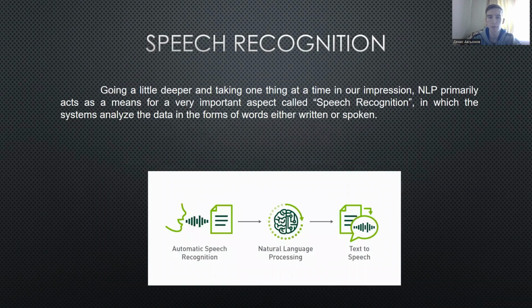Going a little deeper and taking one thing at a time, NLP primarily acts as a means for a very important aspect called speech recognition, in which the system analyzes the data in the form of words, either written or spoken. It helps us with the text-to-speech and speech-to-text systems. But first is to understand the term speech recognition and how this amazing trait of human cognition was mimicked.